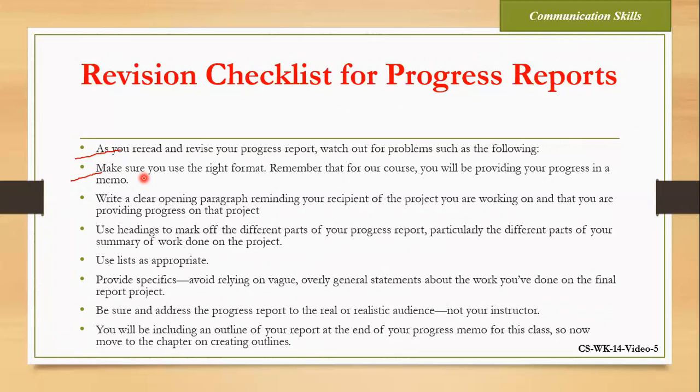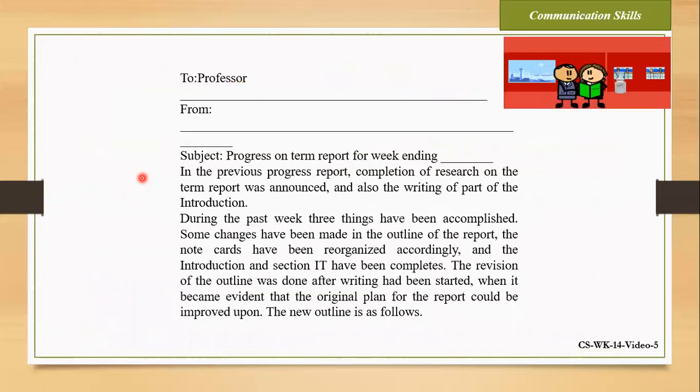Be sure to address the progress report to a real and realistic audience, not your instructor. So always address the real audience for whom you are working and doing these jobs. You will be including an outline of your report at the end of your progress for this class. Now, let's move to the next one. It's about the way we have to do all these things: progress review and checklist, how we can revise all these things.